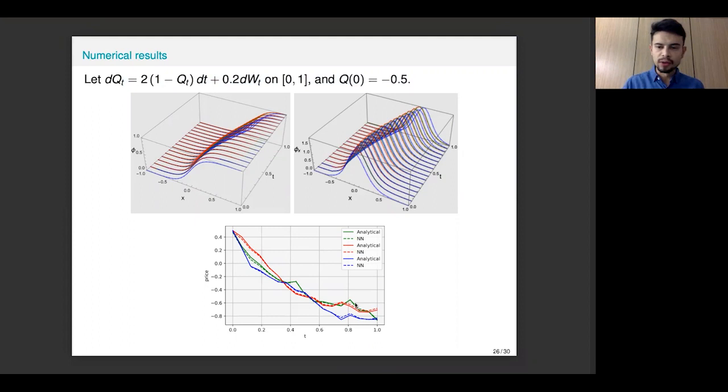The solid lines correspond to the analytical solution, because remember, in the linear quadratic setting, we have an explicit solution. And the dashed curves are the approximation obtained using the neural networks. And as you see, we are approximating the noise quite well.